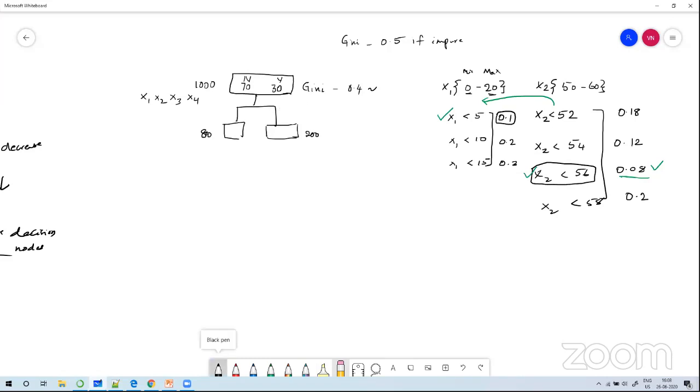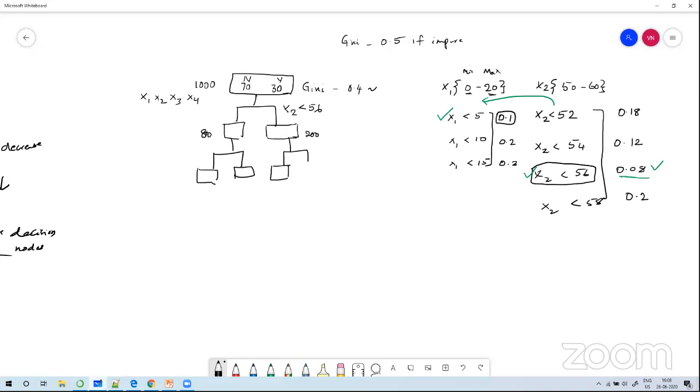So the first root node split is based on x2 less than 56. Why? This is the one out of all the variables that is giving you the maximum decrease in Gini, and that's why we are using that variable to split the data. Now this becomes another parent node.